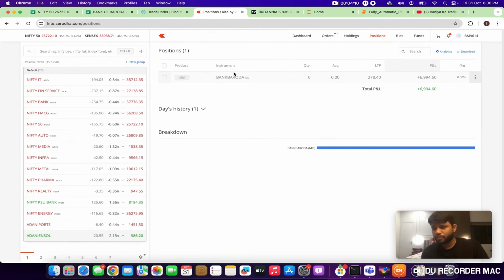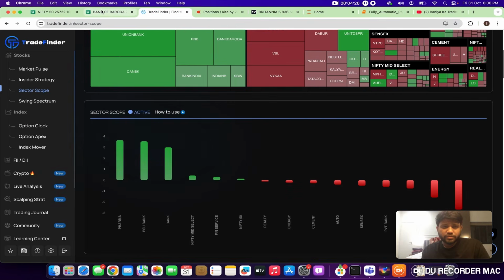So it's a good profit within the last 3 days. I think we have made around 6, 5, and 4, around 16 to 17,000 within these 4 days, right? So this is how I have traded.